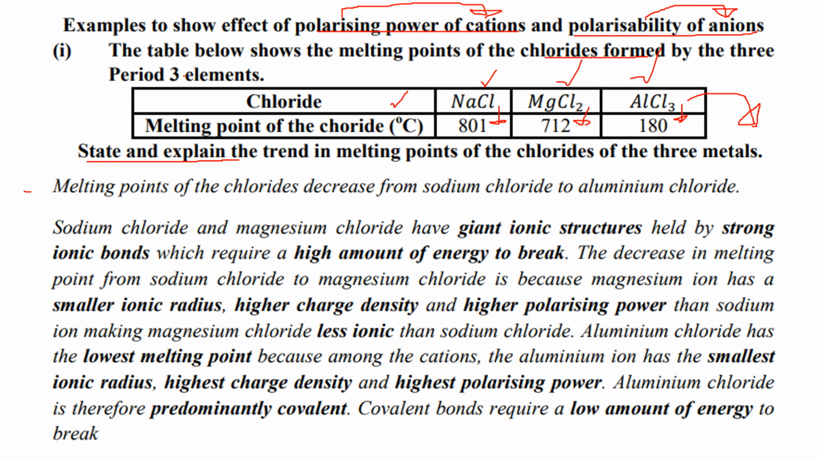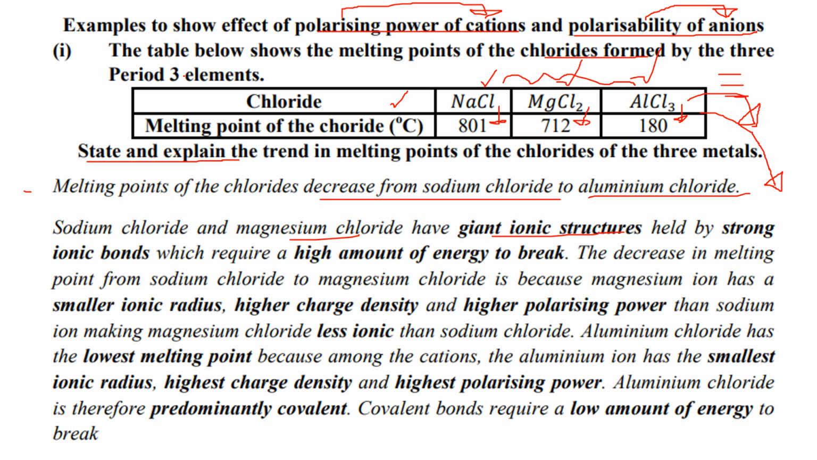Stating the trend: the melting points of the chlorides decrease from sodium chloride to aluminum chloride. And after stating that, you're going to say that sodium chloride and magnesium chloride have giant ionic structures. Remember that when you're explaining melting points, just like we looked at in ionic chemistry or in organic chemistry, you must first state the structure held by the different elements. After that, you talk about the forces that are holding that structure. Then you talk about the strength on which those forces depend.